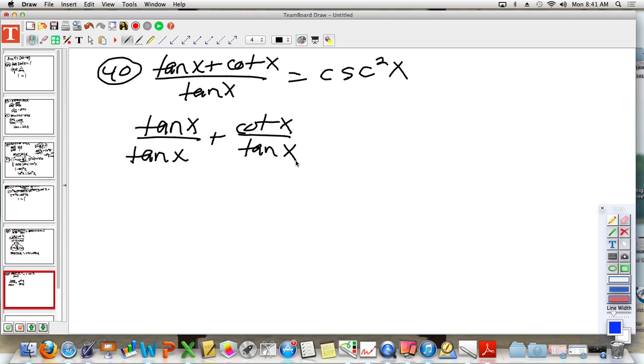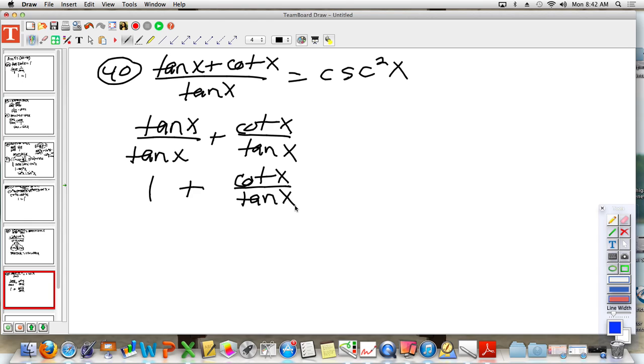Do you understand what I just did? Why don't we just do one? Yeah, what is the tan of x over the tan of x? It's like having x divided by x. What's x divided by x? It's 1. So tan of x over tan of x is 1. So we have 1 plus the cotan of x divided by the tan of x. And we have to try to make this be cosecant squared.